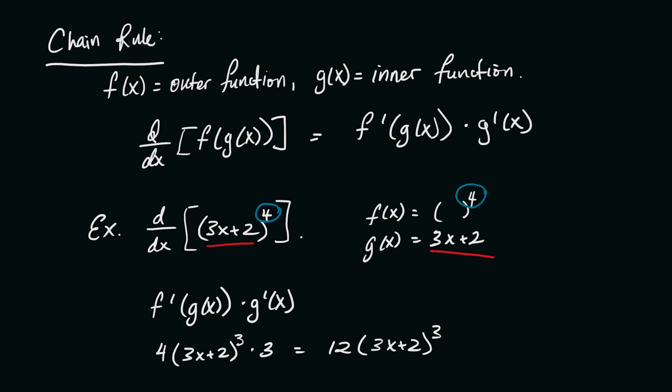Now you see how we took the inner function spot and just replaced it with g of x. So technically we can say that f prime of x is just equal to 4 times something to the 3rd power, because we're using that same power rule here, and then of course g prime of x is just equal to 3.